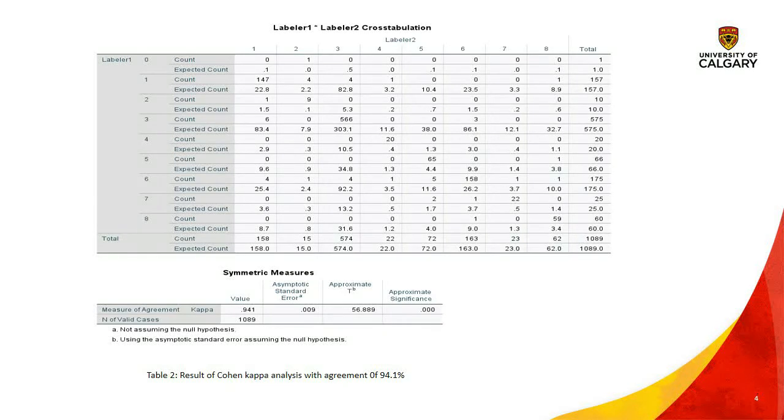One of the advantages that Cohen-Kappa has over a simple percentage agreement is that it takes care of agreement by chance. So there is an elimination of agreement by chance, which makes the result more valid.